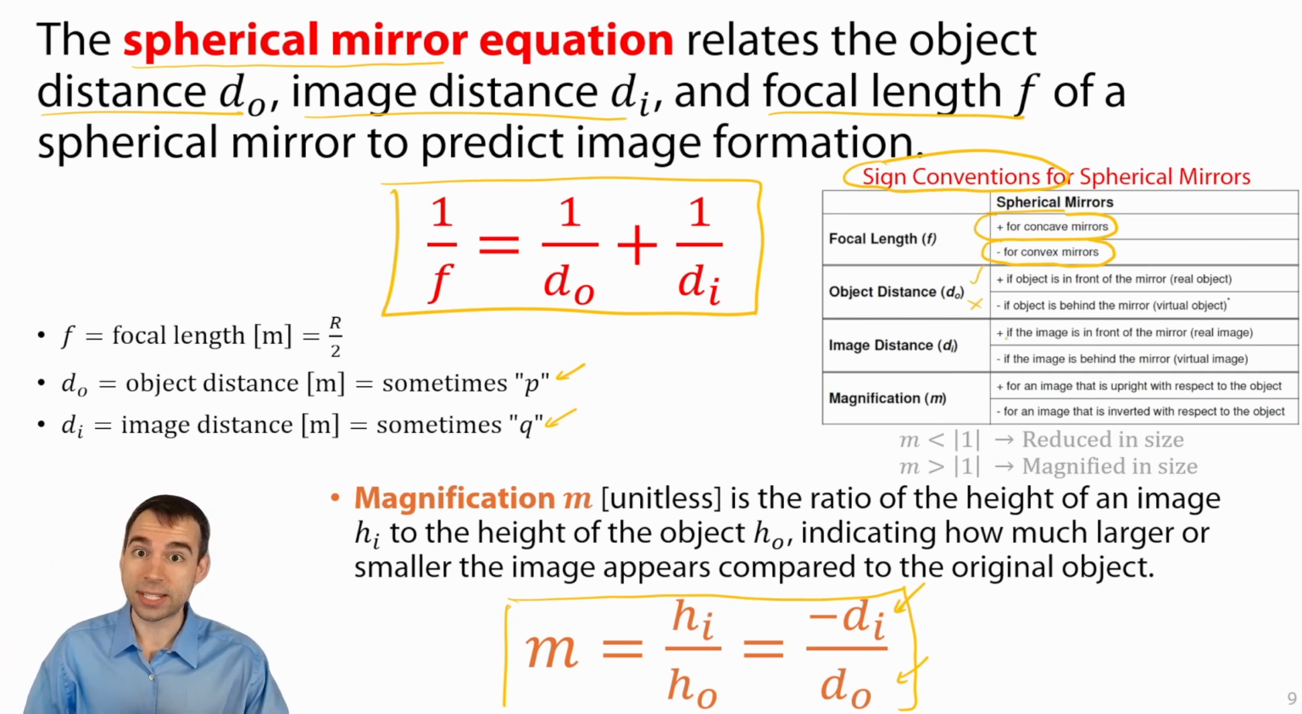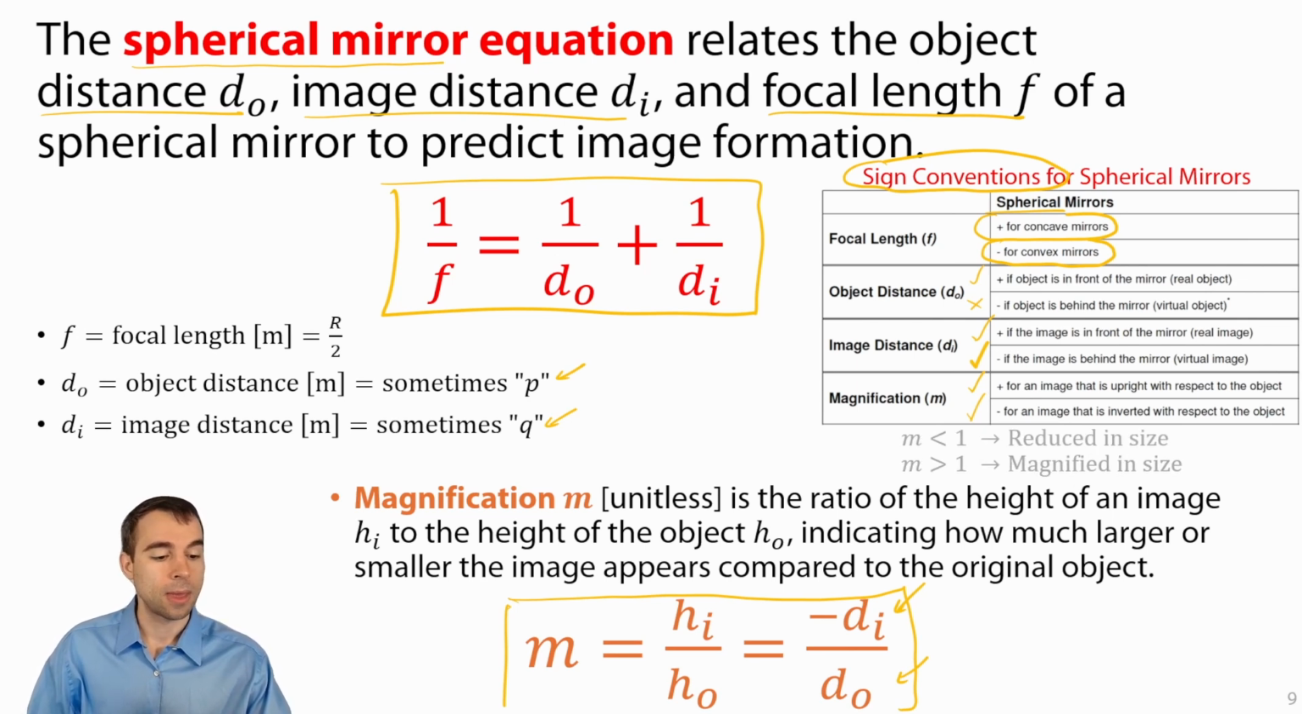If our image distance is a positive value, then that means that we form a real image. But if our image distance comes out to be a negative value in this equation, then we know that is a virtual image. And lastly, for our magnification, a positive magnification would mean that our image is upright compared to our object. And a negative magnification would mean that our image is inverted compared to the object. Also, we can have a magnification less than 1 or greater than 1, which will indicate if the image is reduced in size or magnified in size compared to the object, respectively.